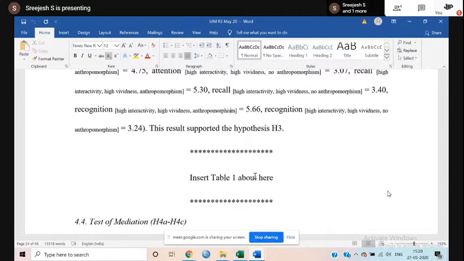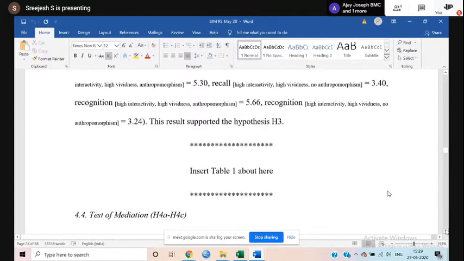Wherever a table comes, you can provide an indication, "insert table 1 about here," so that the reader or reviewer will understand that there is a table 1 here, and they need to go back to table 1 and read it from there. Most of the journals demand separate tables, as a separate file or at the end of the draft. Both are okay. And followed by this, I need to present my hypotheses 4A and 4C.